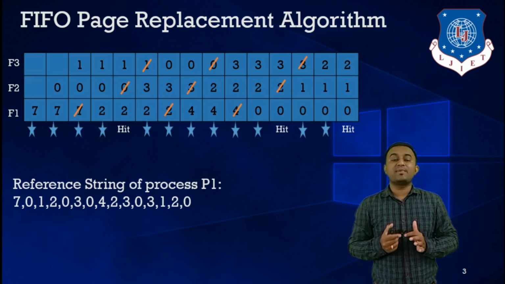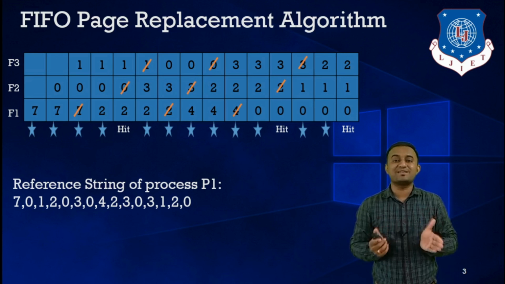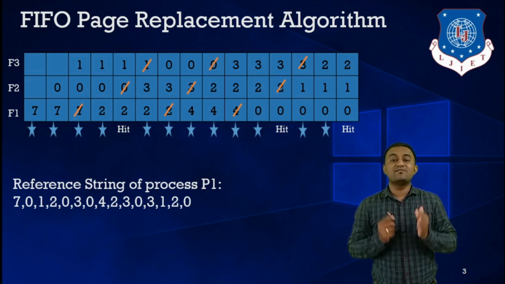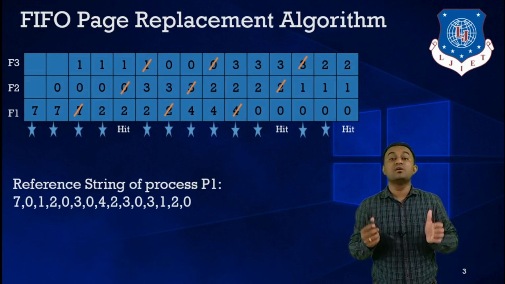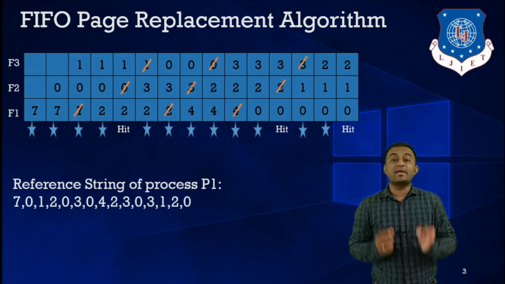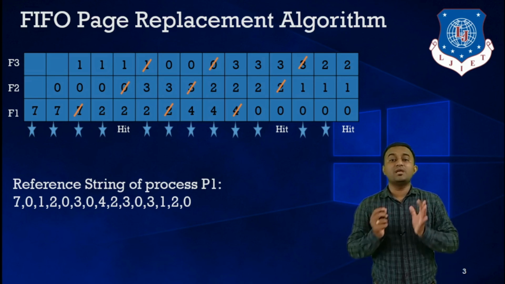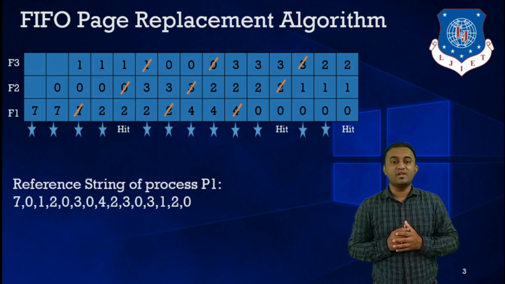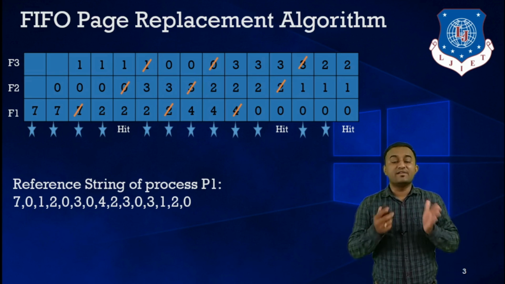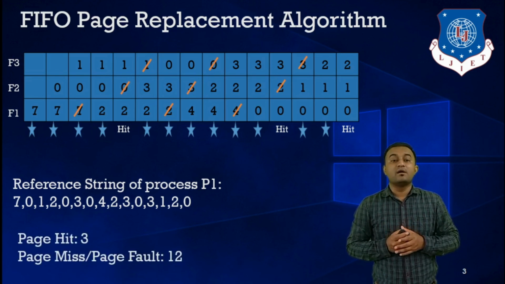Now the last page is 0. 0 is already present. Here it is present. It means the same values will be copied into the next column, and this operation will be considered a hit operation because the page required by the CPU is already available in the main memory. So by having this understanding, how many hits do we have at the end?